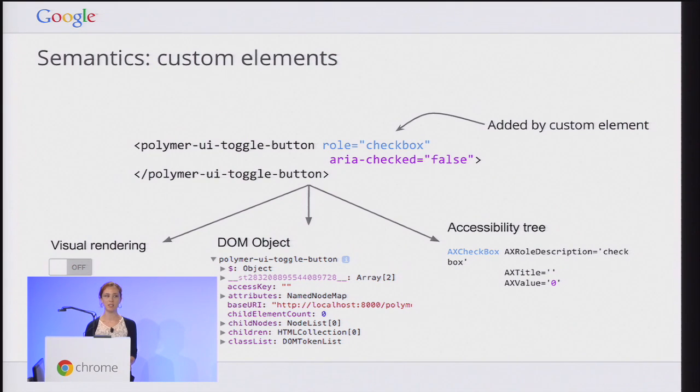For custom elements, you need to do a little more work. In this case, the custom element author has made it so that the custom element will write these ARIA role and attributes when the custom element is rendered to the page. So we end up with a similar situation as we do for native elements, where we have a visual rendering, we have a DOM object that lets us access the attributes that we want and interact with them and get a good developer experience, but we also have an accessibility tree, which makes sense to a screen reader or Braille display user.